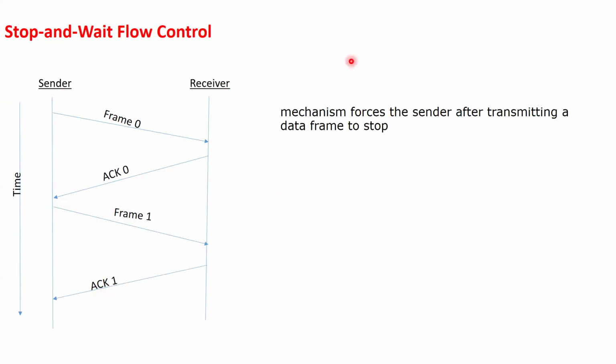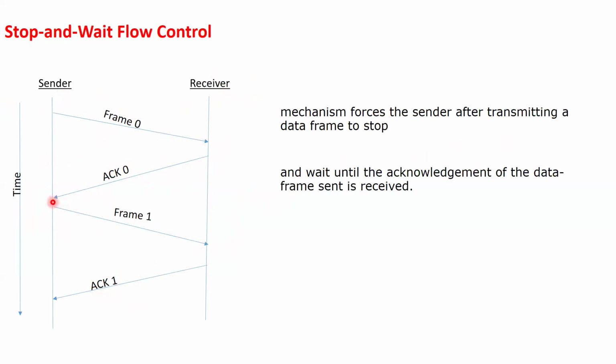So here what happens, the mechanism forces the sender, after transmitting the data frame, to stop. It has to wait until the acknowledgement of the data frame sent is received. So these are the two mechanisms of stop and wait flow control. The sender has to stop and wait until the acknowledgement is received from the receiver. Okay, this is stop and wait flow control.